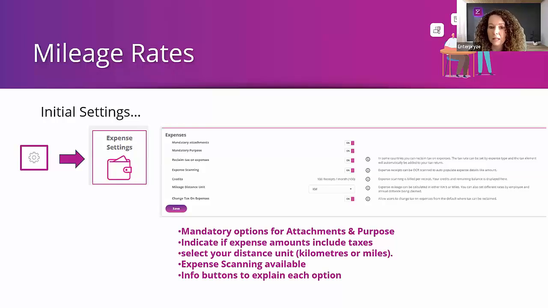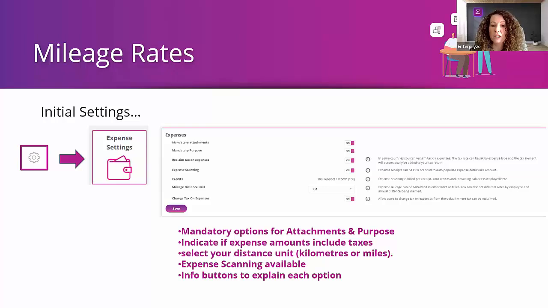Expense scanning. Do you want that enabled or disabled? And that's the piece I mentioned on the mobile phone where you went to camera scan to scan those receipts. Do you want that to record that? And obviously, because it's an automation piece, you can see there you've got a number of credits as well, which is billed per receipt. So your credits and remaining balance will be displayed here if that's enabled for your organization.